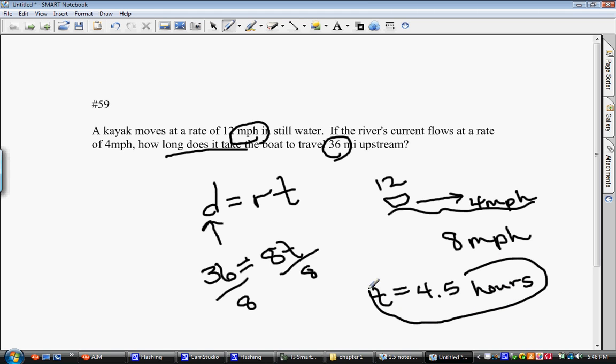Remember, if you're not fighting the current, you would actually add that speed because you would be going faster. If you're fighting the current, you subtract the speed because you're going slower.